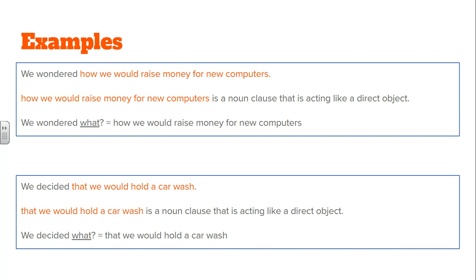In my second example, we decided that we would hold a car wash. That we would hold a car wash is a noun clause that is acting like the direct object. We decided what? That we would hold a car wash.